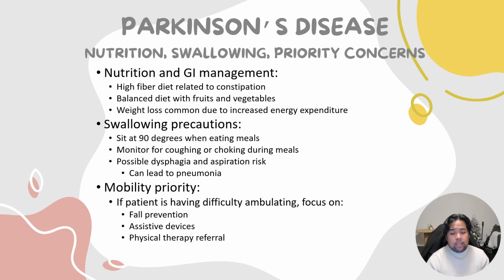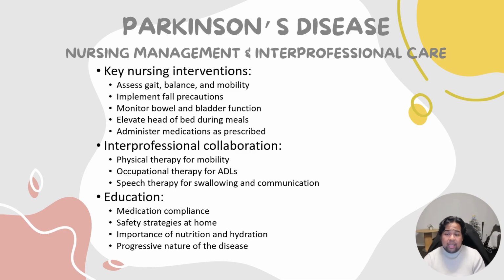Mobility priorities. If they're having problems with their mobility, we're really concerned about them being a fall risk. They may need to use assistive devices, and then we will get physical therapy involved, okay? All right, so the nurse management and interpersonal care. We talked about getting physical therapy involved already, but occupational therapy will also help them with their ADLs, right? Putting on their clothes, moving around, brushing their teeth, brushing their hair. We'll get occupational therapy with that, and then speech therapy for the swallowing and communication, okay?